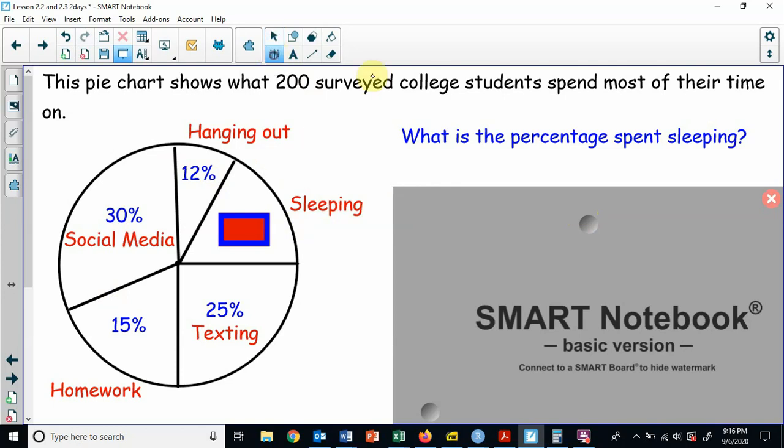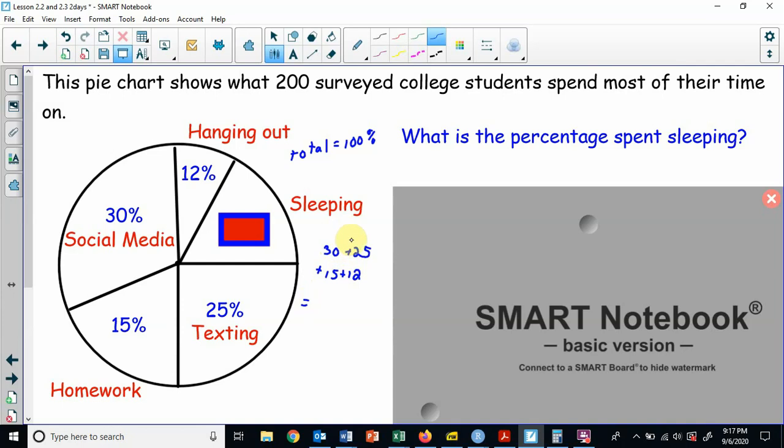Whoops, I gotta get a pen actually. The total should equal 100%. So it would be probably good to add up what we have and see what is missing to get to 100. So let's think about that. 30 plus 25 plus 15 plus 12. Okay, and let's see what that is.